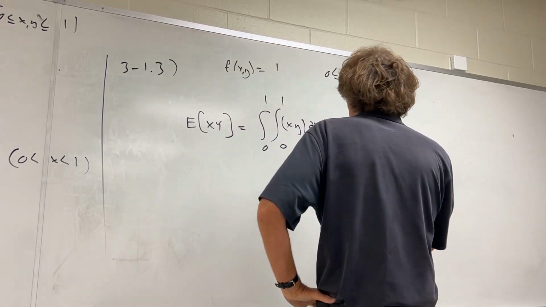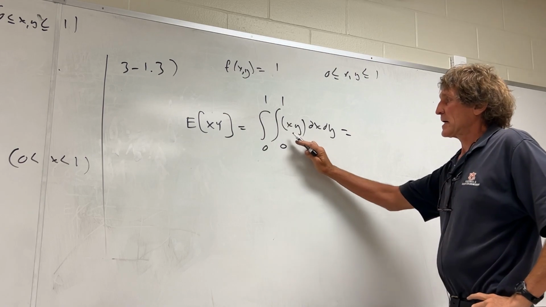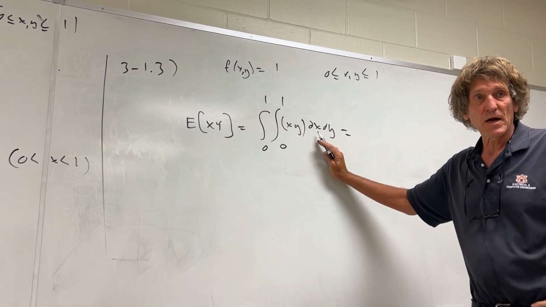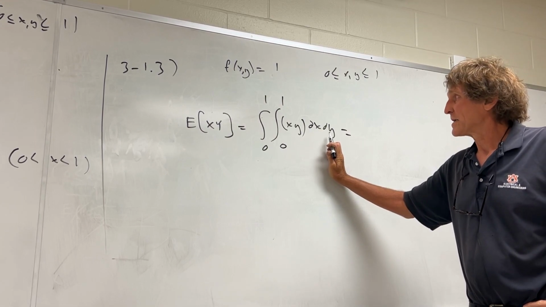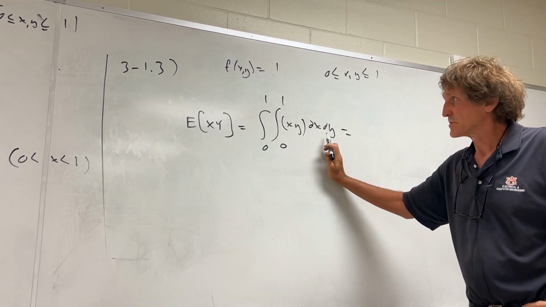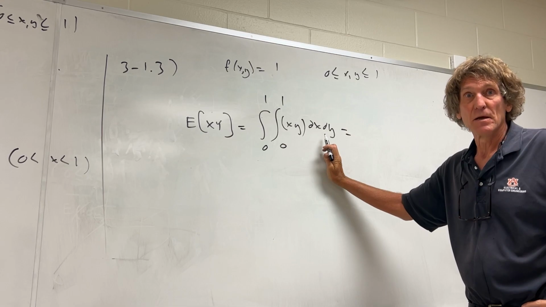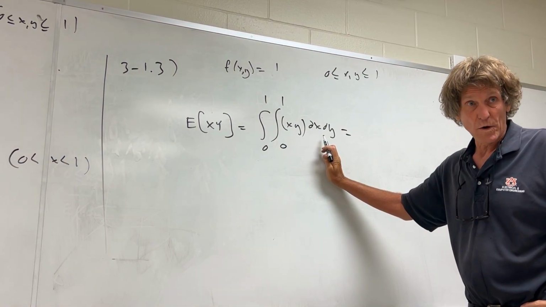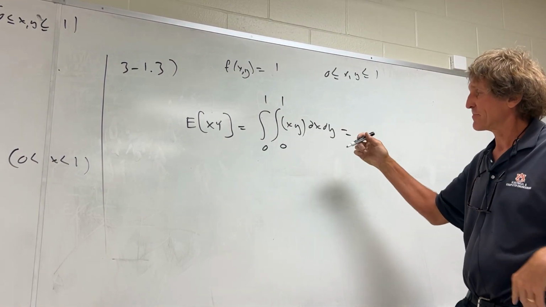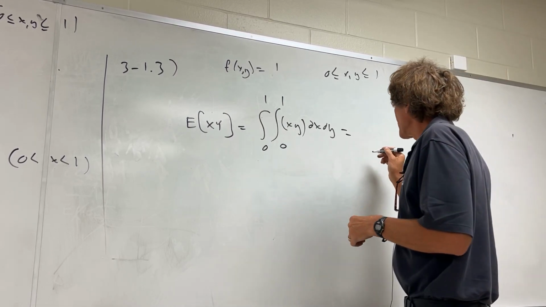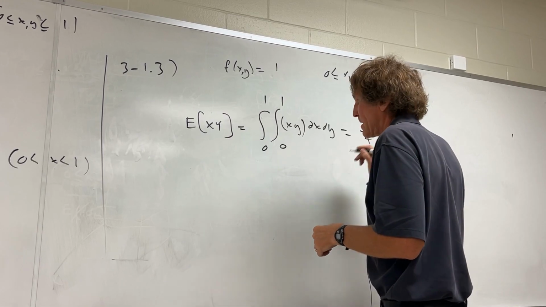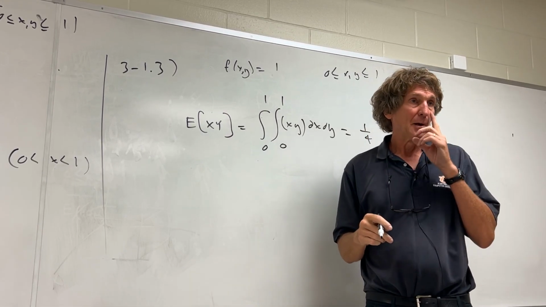Here, what's it going to be? Well, the integral of x dx is x squared over 2, right? From 0 to 1 that's just 1/2. Do you all agree with that? The integral of y dy is y squared over 2, from 0 to 1, so it's going to be 1/2, and 1/2 times 1/2 is 1/4. Do you all agree with this? So this should be 1/4 for that problem. Is that right? With me?